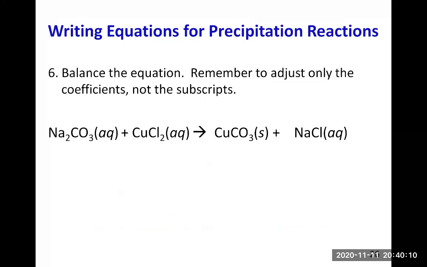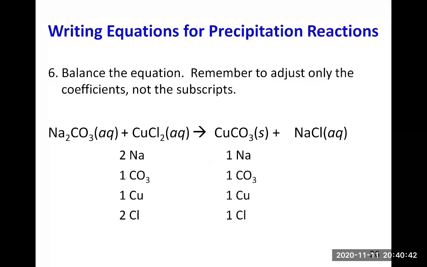Step 6, we need to balance the equation. Remember to adjust only the coefficients, not the subscripts. The subscripts have been found so that the formulas were neutral, and you cannot change that. So here, let's count the number of atoms of each kind on both sides of the arrow. We have 2 Na on the left, 1 Na on the right. 1 carbonate on the left, 1 carbonate on the right. 1 copper on the left, 1 copper on the right, 2 chloride on the left, and 1 chloride on the right. So we see that sodium and chlorine are not balanced.